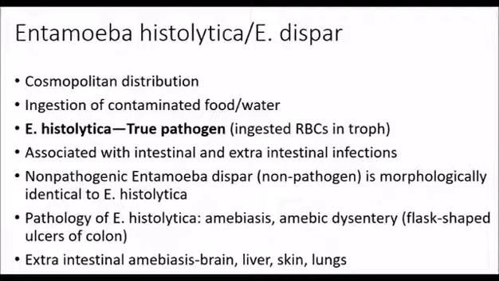Entamoeba histolytica is associated with both intestinal and extraintestinal infections. Now, Entamoeba dispar, which is a non-pathogen, is morphologically identical to E. histolytica. The pathology of E. histolytica is known as amoebiasis, which is amoebic dysentery, and you may see flask-shaped ulcers of the colon. If the amoeba leave the intestinal tract, we call that extraintestinal amoebiasis. And this is a very serious infection, and it can go to the brain, the liver, the skin, and the lungs.